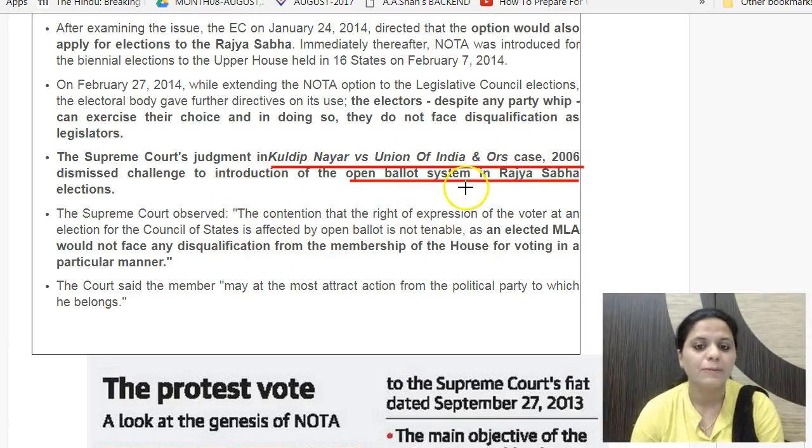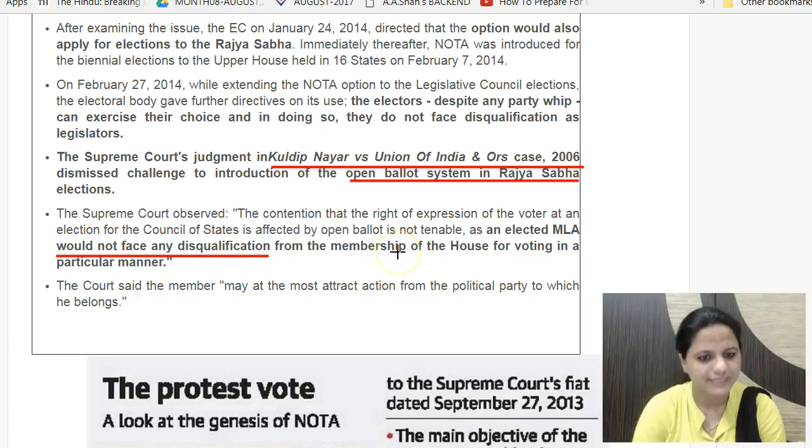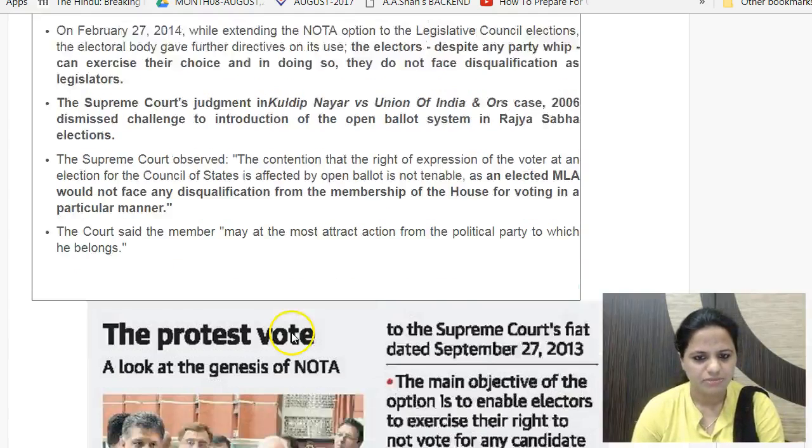When the open ballot system was introduced in Rajya Sabha, this was challenged, but the Supreme Court ruled that it can be there, and even if a member votes against the party whip, it does not result in disqualification. You would not face any disqualification. So with the open ballot system, if you are voting against, you don't face disqualification. Then even in the case of NOTA, if you are voting for NOTA, there is no question of disqualification. So this is how the Rajya Sabha elections have also been clarified with NOTA by the Election Commission. These are the further details given here, as you can see.